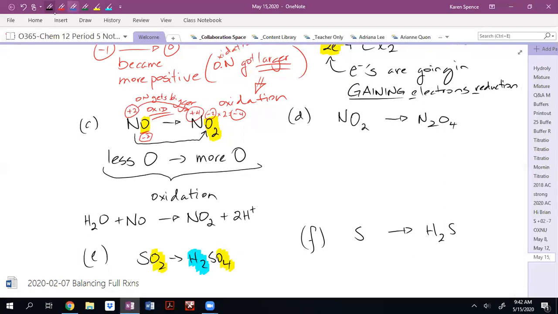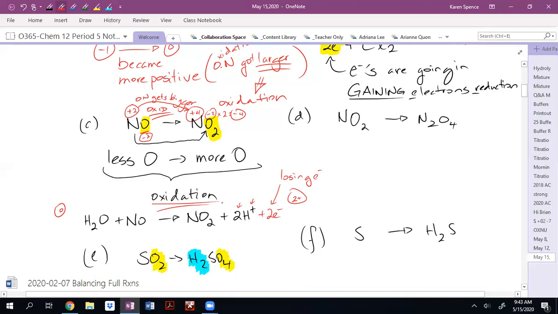The charge on the left-hand side is 0. The charge on the right-hand side is 2+ because of the 2 and the plus. So I need to add electrons to the side which is more positive. And so over here, I need to add 2 electrons. And you can see we have lost electrons. And losing electrons, of course, is oxidation.